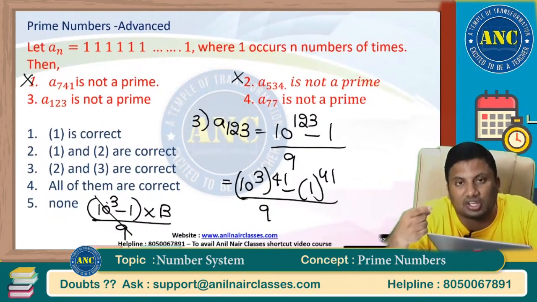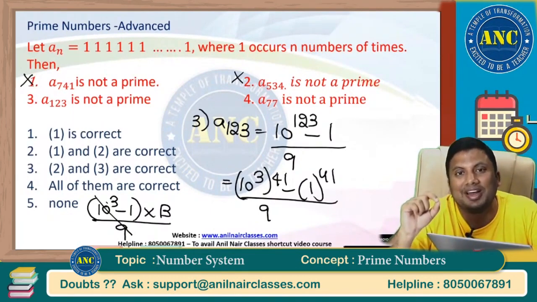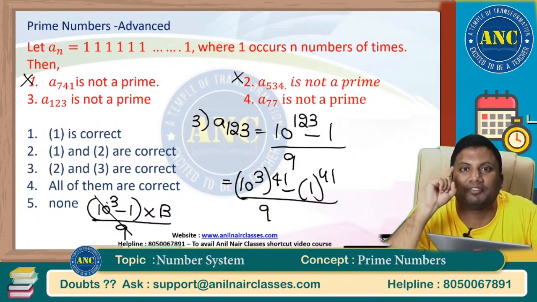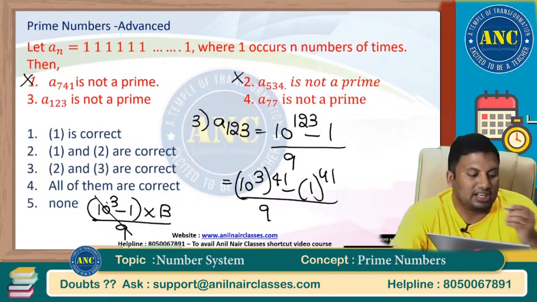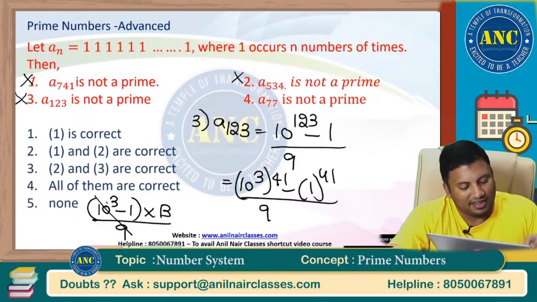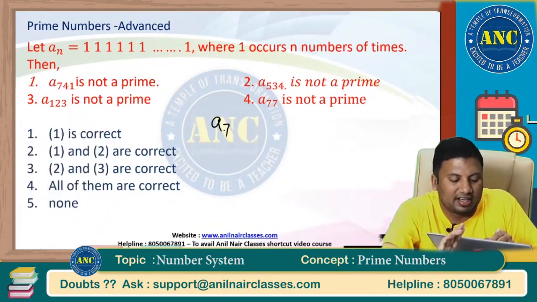I told you in session number 1, there are 2, 3, 7 rules to verify. Only if all of 2, 3, 7 fail, then the number is a prime number. So it is easy to tell whether a number is composite. Otherwise, it is difficult.